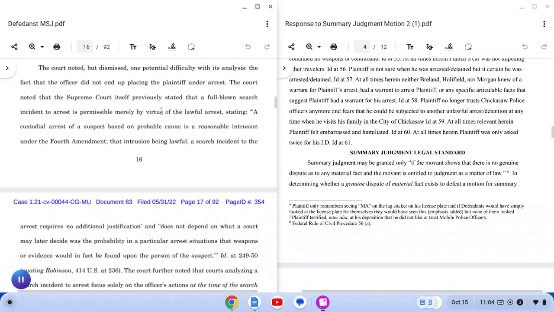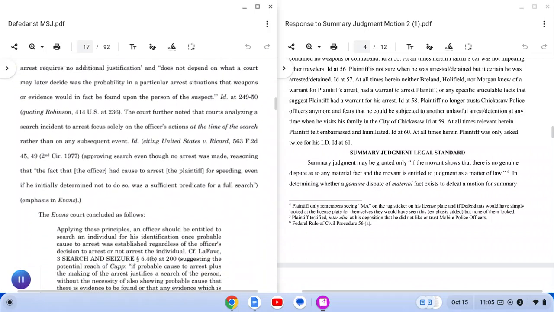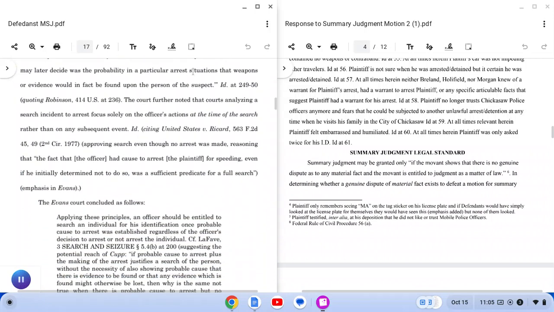The court noted that the Supreme Court itself previously stated that a full-blown search incident to arrest is permissible merely by virtue of the lawful arrest, stating a custodial arrest of a suspect based on probable cause is a reasonable intrusion under the Fourth Amendment. That intrusion being lawful, a search incident to the arrest requires no additional justification and does not depend on what a court may later decide was the probability, in particular arrest situations, that weapons or evidence would in fact be found upon the person of the suspect.